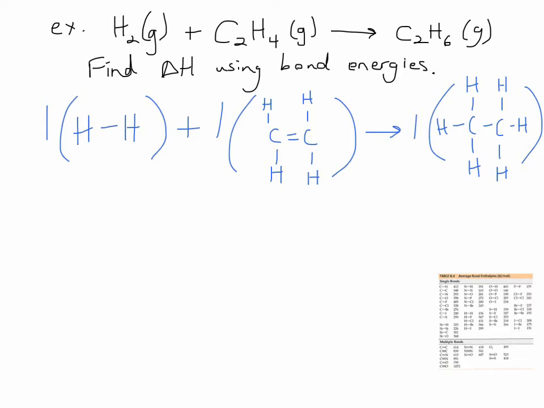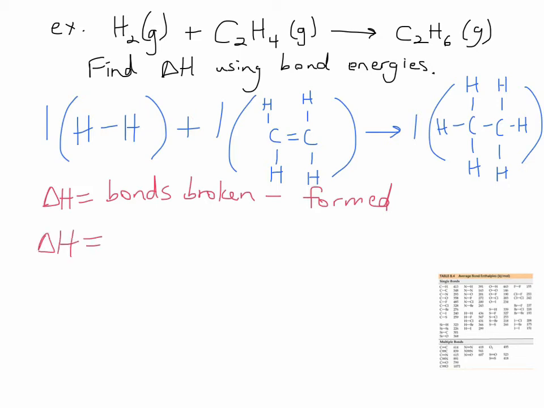Now diving into the math, delta H is equal to bonds broken minus the bonds formed. And now we're going to add up the bond enthalpies. So here's how I write it.